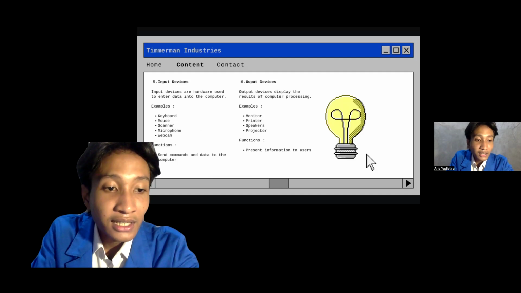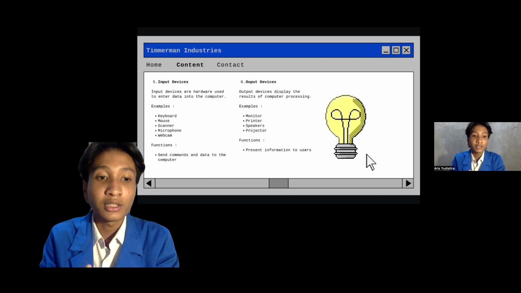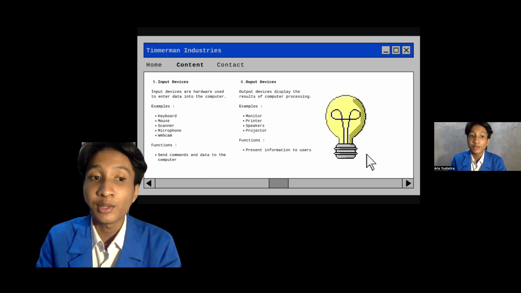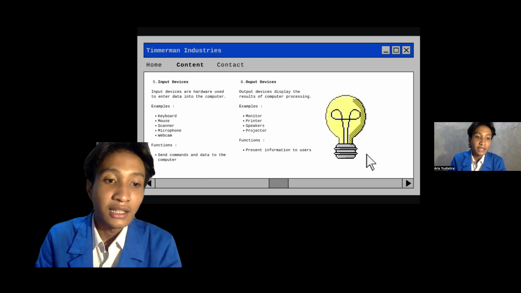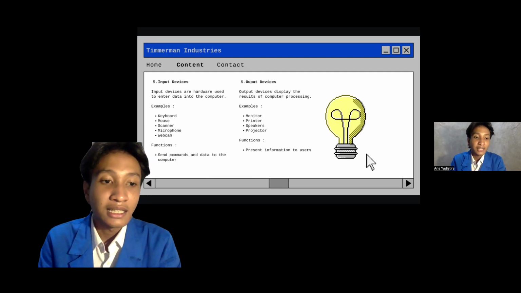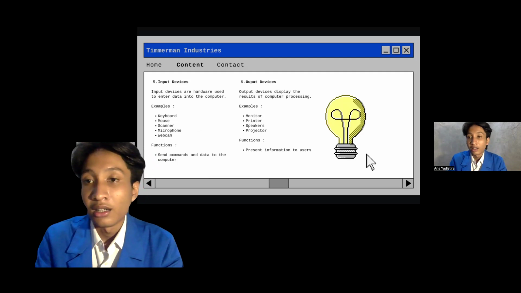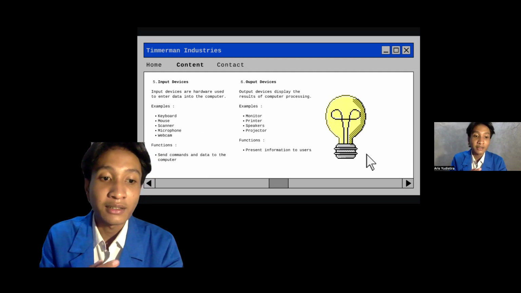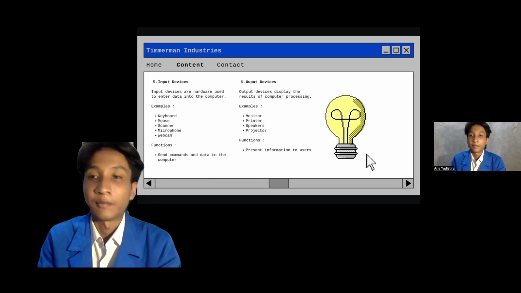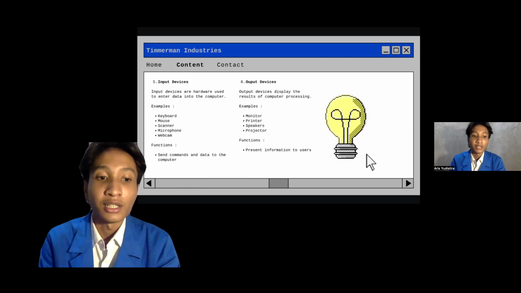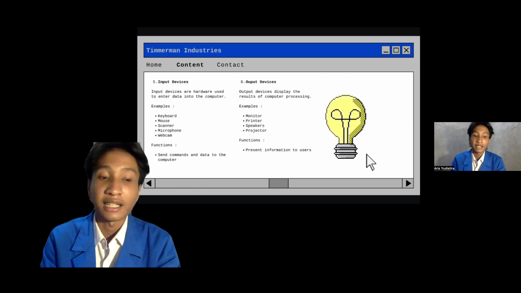Number five is input and output devices. Input devices are used to enter data into the computer. Examples include keyboards, mice, scanners, microphones, and webcams. The output devices display the result of computer processing. Examples are monitors, printers, speakers, and projectors.